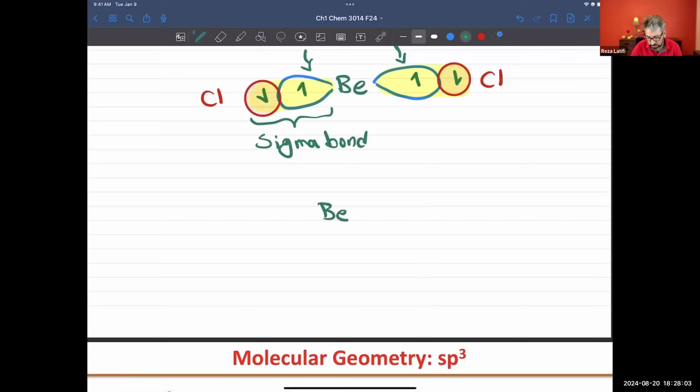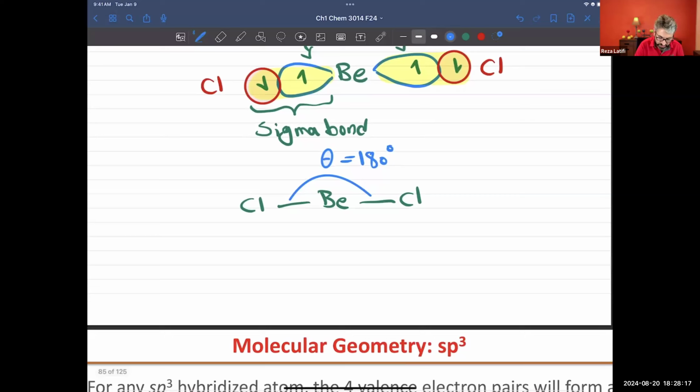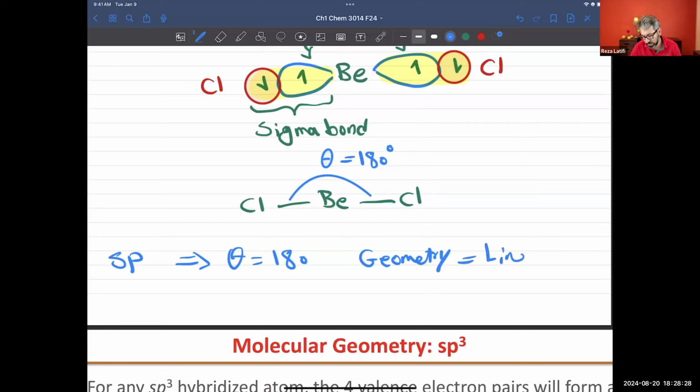And what's a bond angle? This is the bond angle that I'm talking about. Bond angle will be equal to 180 degrees. So when hybridization is SP, the expected bond angle is 180, and geometry is expected to be linear. Next lecture, I'm going to go through SP2 and SP3 while we have a lone pair. And thank you very much.